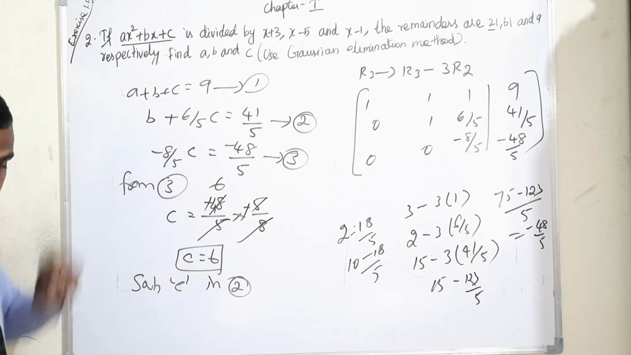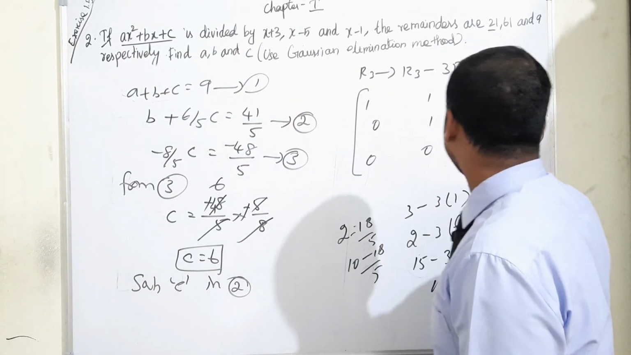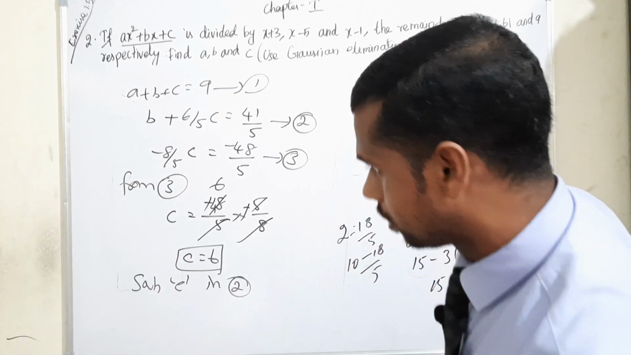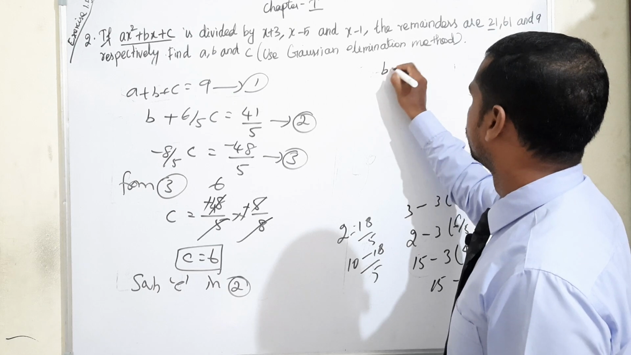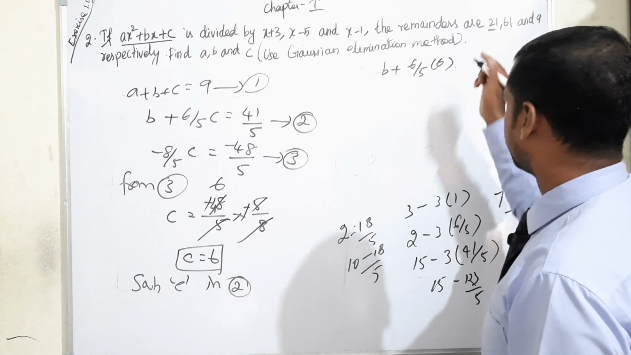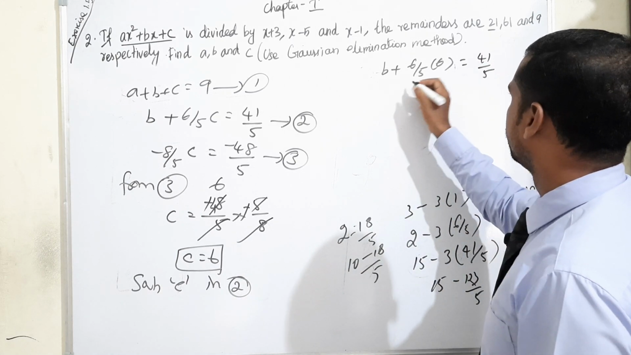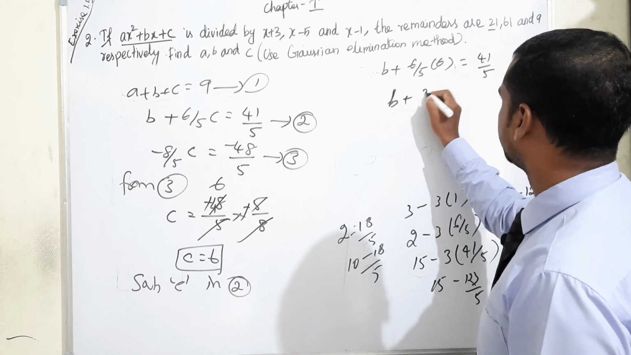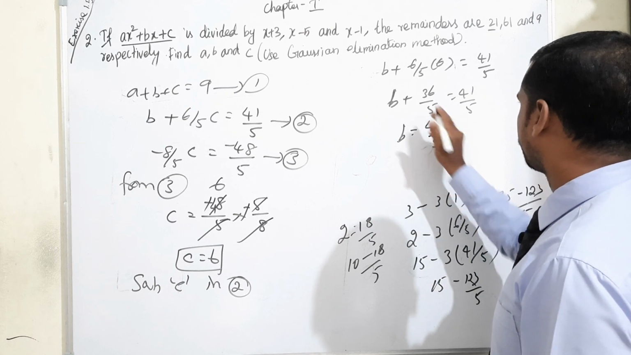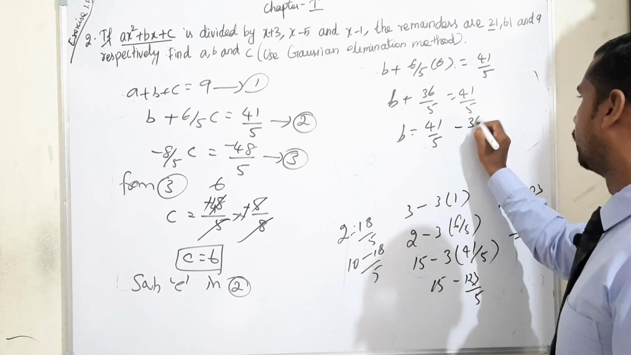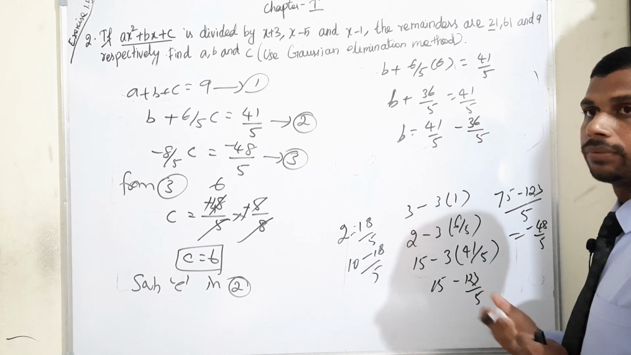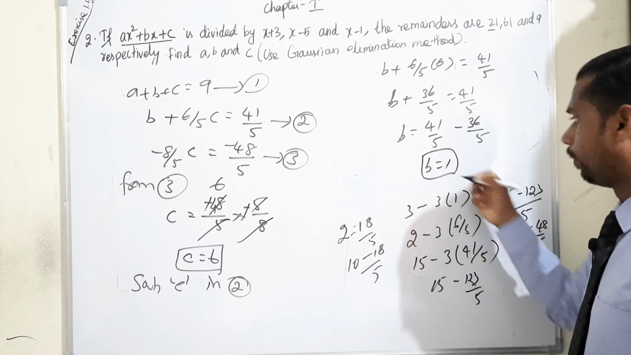What we have to do? B plus 6 by 5, again 6 is there, isn't it? 6 by 5 into 6 is equal to 41 by 5. So B plus 6 into 6, 36 by 5 is equal to 41 by 5. So B is equal to 41 by 5 bring the opposite side means minus 36 by 5. Very simple, no? Denominator common. 41 minus 36 is 5. 5 divided by 5, value will be 1. So B is equal to 1.